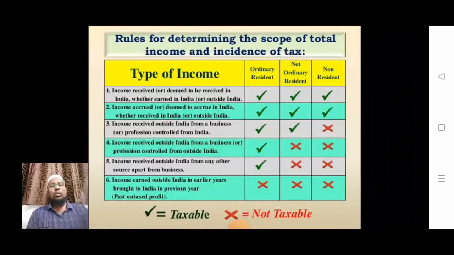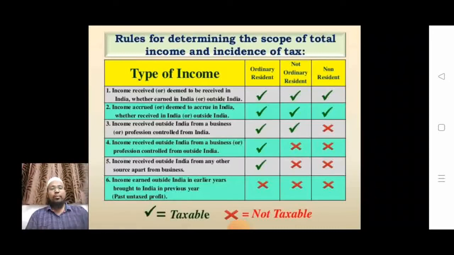Coming to the third point: amount received and earned outside India, where the business is controlled from India. In this case, two situations are taxable. Ordinary resident is taxable. Resident but not ordinary resident is taxable. If he is an NRI, he does not pay tax to the Indian government.